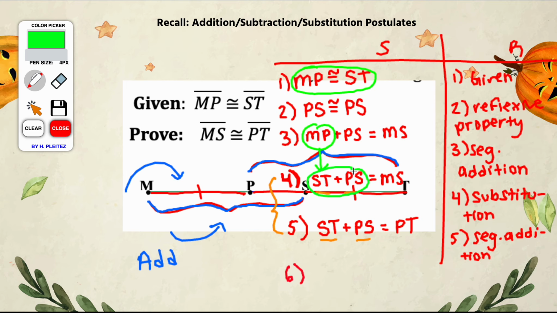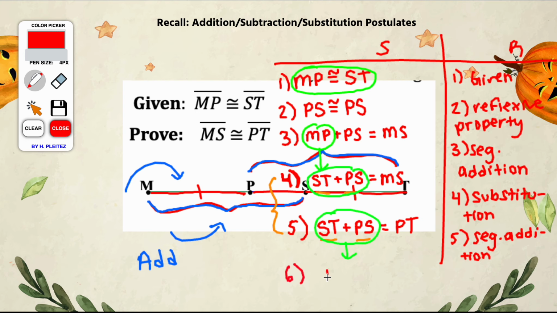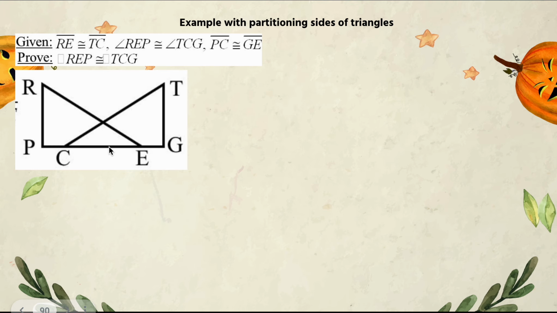So that means I can swap it out if I wanted to. So again, I have ST plus PS here, and I'm going to make that swap. Instead of writing ST plus PS from step 4, I'm able to write that as MS, right? So we have MS is congruent to PT. And again, that reason, we just swapped that out, right? So that's substitution. All right, so hopefully that was a good refresher. Now we're going to go into an example where we have partitioning sides of triangles.